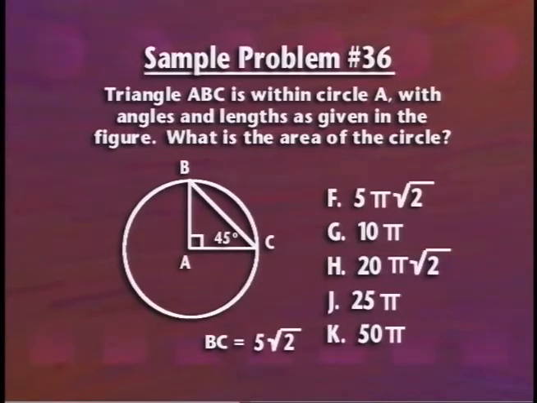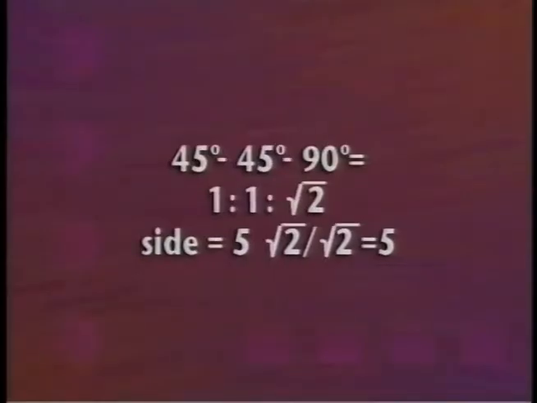The right triangle provides us with sufficient information to calculate the area. Notice that this is an isosceles right triangle with sides AB and AC equal to each other and also equal to the radius of the circle. We can use the special relationships of a 45, 45, 90 degree right triangle to solve for r. The relationships are 1, 1, square root of 2.